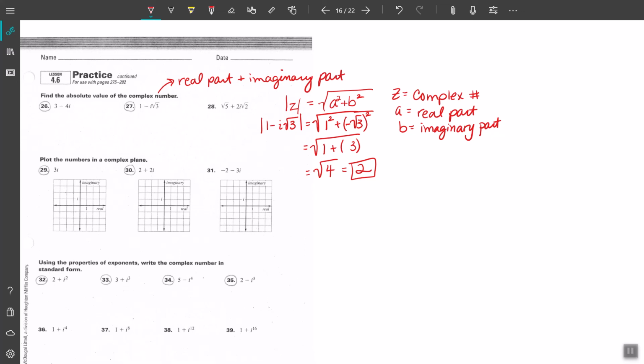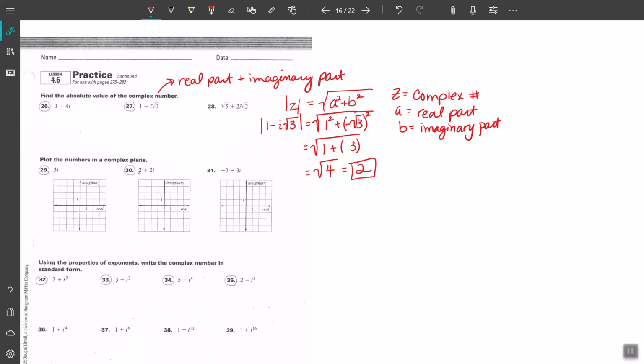The way that works is you take the real part of the number and use that as one part of the plot point, and then you use the imaginary axis. In 29, we have a 3i. That's our imaginary part, but we don't have a real part of the number. All right, in 30 we do 2.